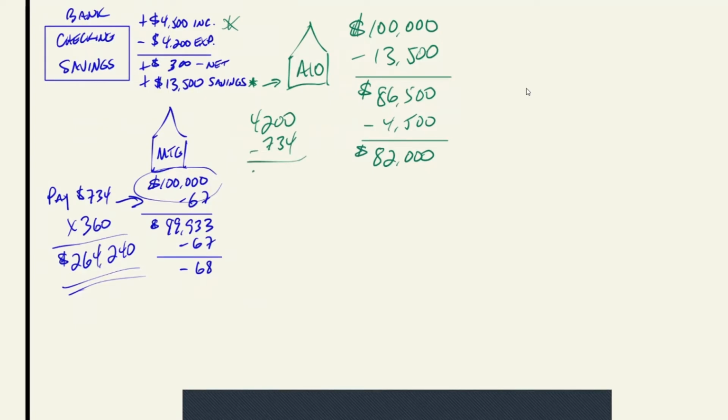Okay, so now we said that $4,200 is your monthly expenses less the $734. So that's going to leave you $3,466 in all your other monthly expenses. So as those get paid out, that amount gets added back to your principal balance. So now your principal balance goes up to $85,466.